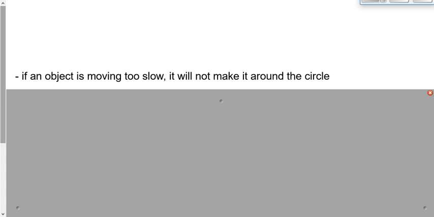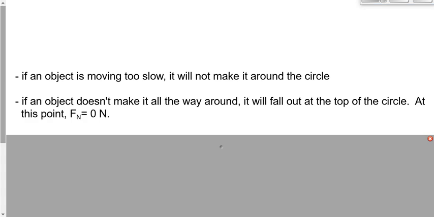How hard is this string pulling at the top when they begin to fall out of the circle? How hard does the string need to pull? Not at all. So when I'm swinging them really, really fast, you can see that these keys are trying to go out in a straight line. This lanyard has to pull in quite strongly in order to keep them from going in a straight line. But as I slow it down, the lanyard doesn't have to pull in at all. That's the minimum speed.